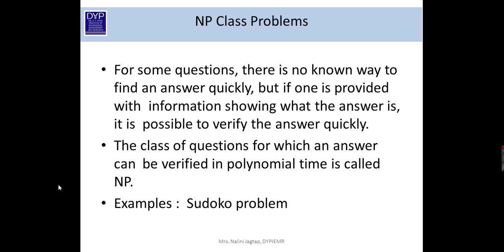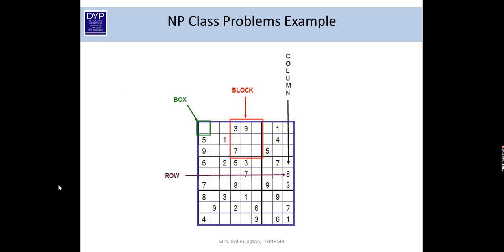For some questions there is no known way to find an answer quickly. But if the answer is provided to you, it can be verified very quickly. The class of questions for which an answer can be verified in polynomial time is called NP. Examples of NP problems are Sudoku, the Hamiltonian cycle problem, and vertex cover problems. We have a huge number of NP class problems. Now we'll see how Sudoku is an NP class problem.